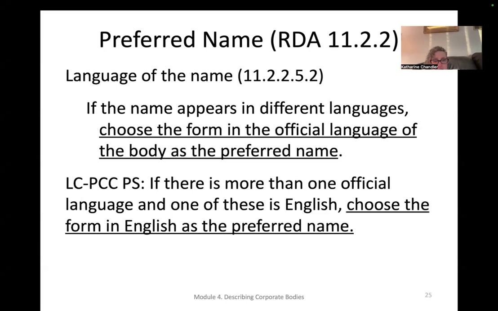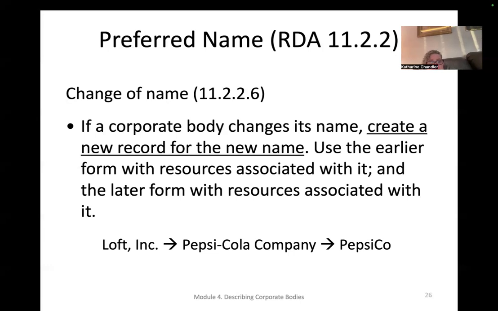If the name appears in different languages, choose the form in the official language of the body as the preferred name. LC-PCC PS: if there is more than one official language and one of these is English, choose the form in English as the preferred name. Change of name: if a corporate body changes its name, create a new record for the new name. Use the earlier form with resources associated with it and the later form with resources associated with it. So Loft Incorporated, Pepsi-Cola Company, PepsiCo.